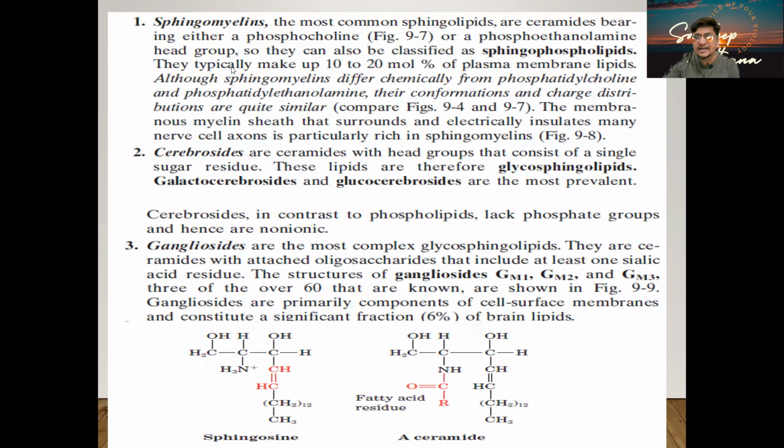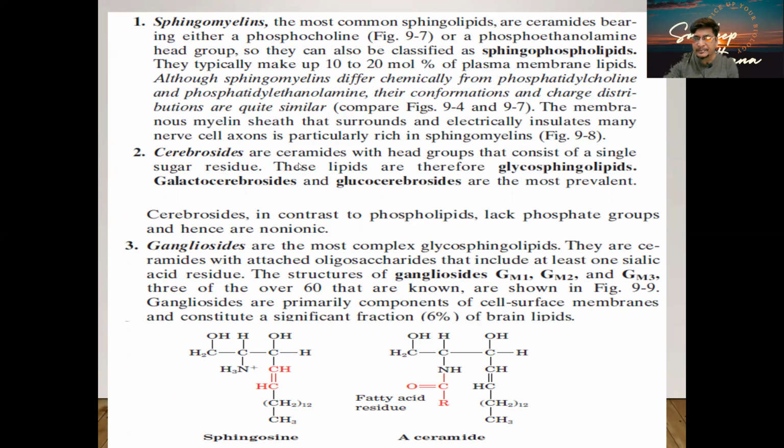There are other lipids which are very important from one cell to the other. One is the sphingomyelin, and the most common sphingolipid is going to be the ceramides, which have either phosphocholine or phosphoethanolamine as a head group. They are called sphingolipids because here the alcohol is an amino alcohol. Although sphingomyelin differs chemically from phosphatidylcholine and phosphatidylethanolamine, their conformation and charge distribution are quite similar.